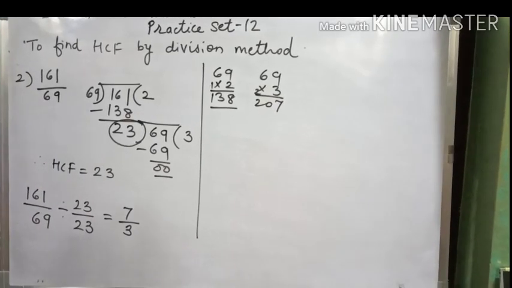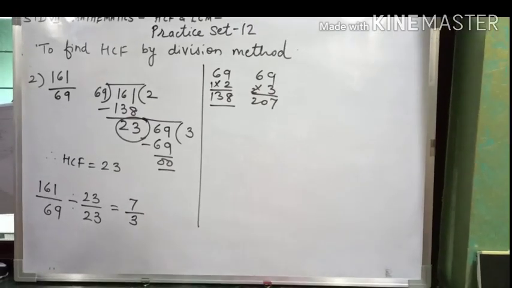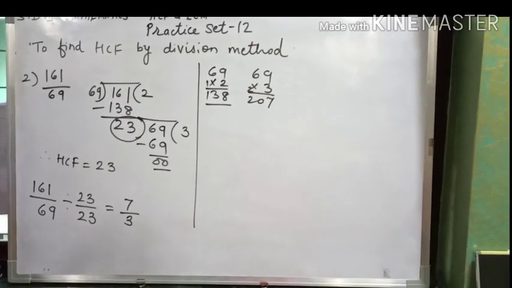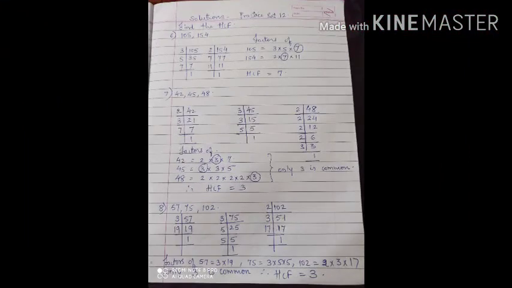You can solve the remaining examples in your classwork copy on your own. So with this, we have completed the practice set 12. I hope you have understood how to find the HCF by finding prime factors of the numbers and the division method. Thank you. Take care.